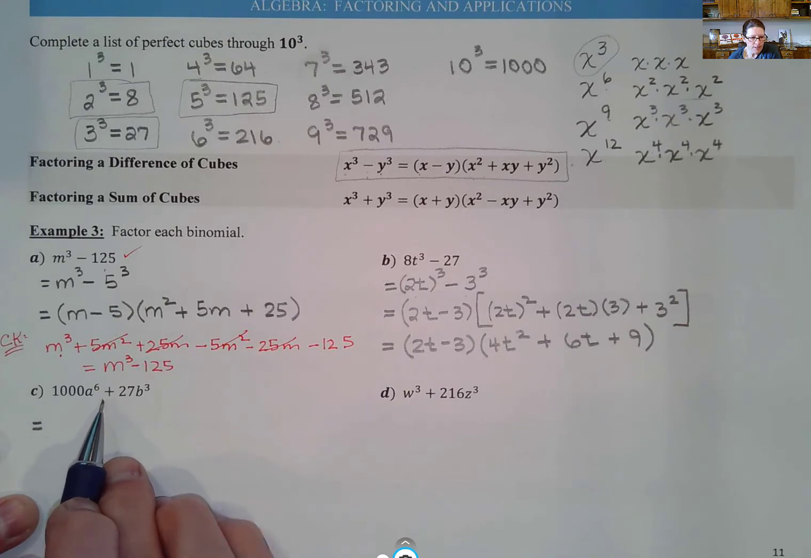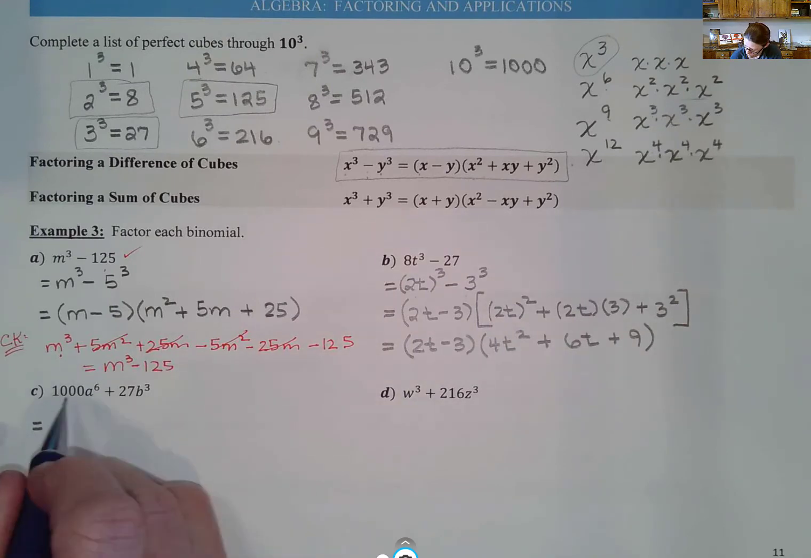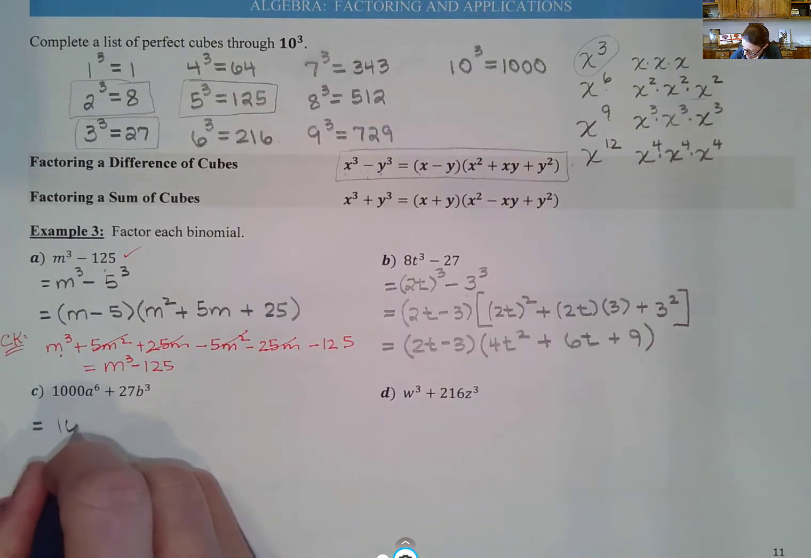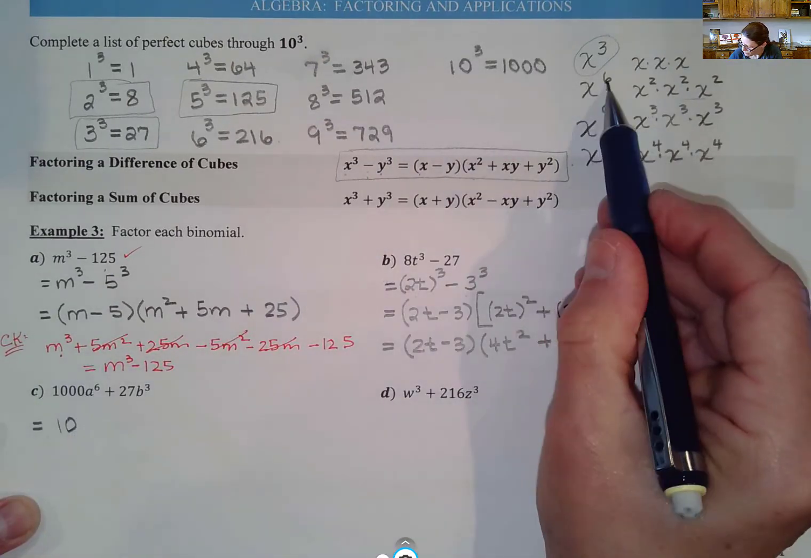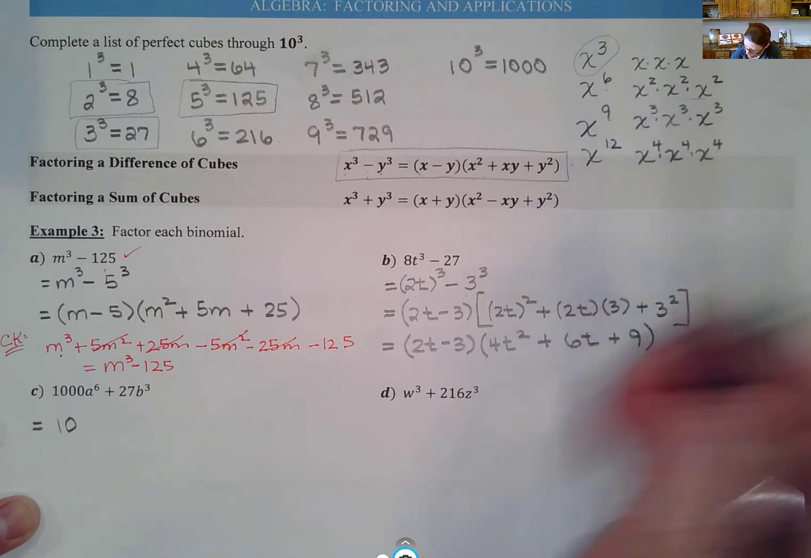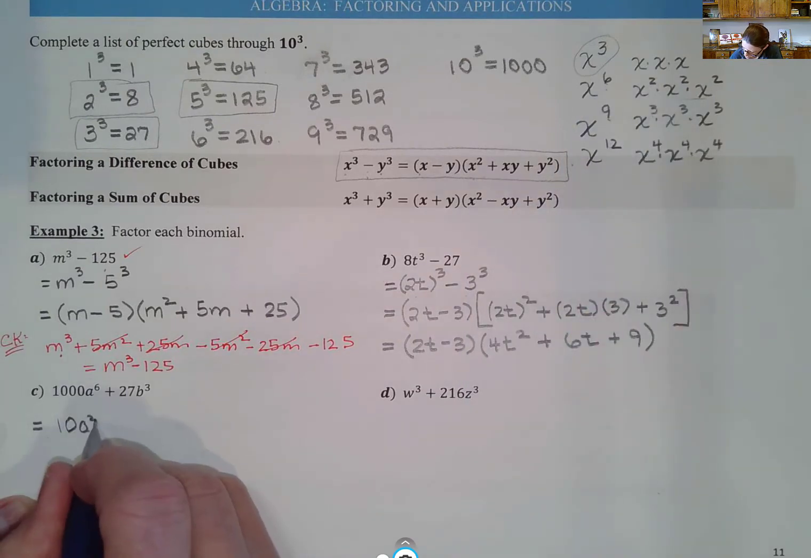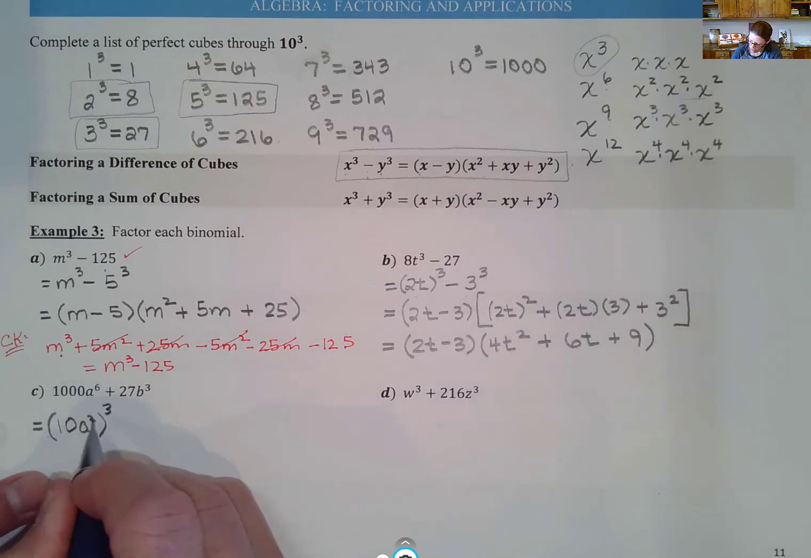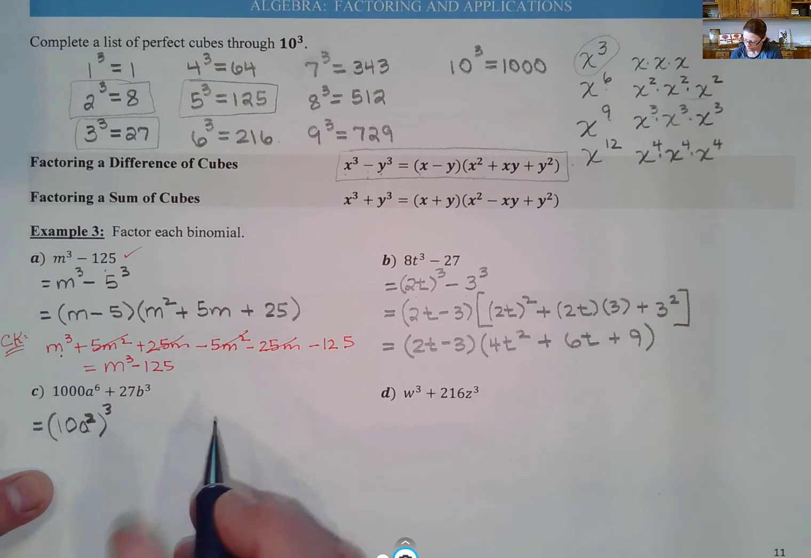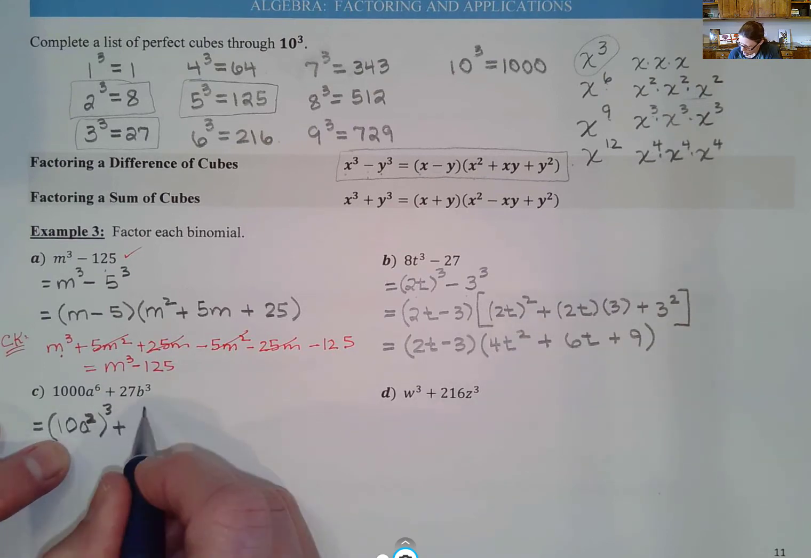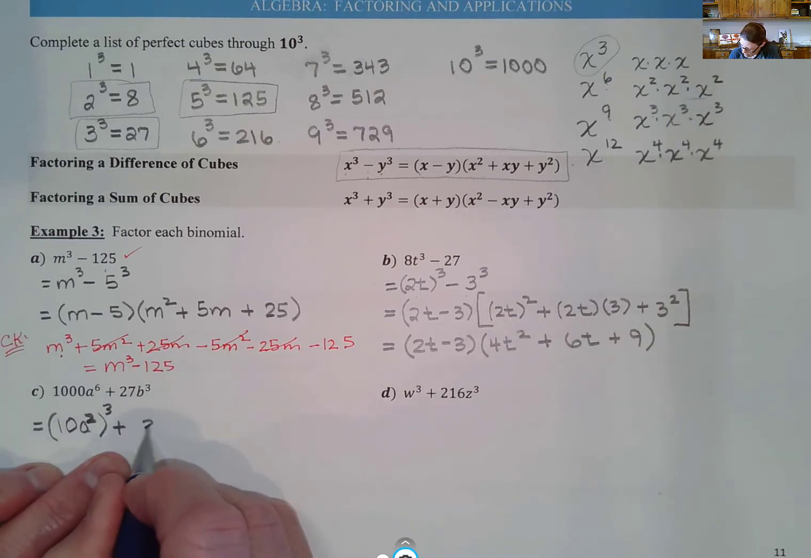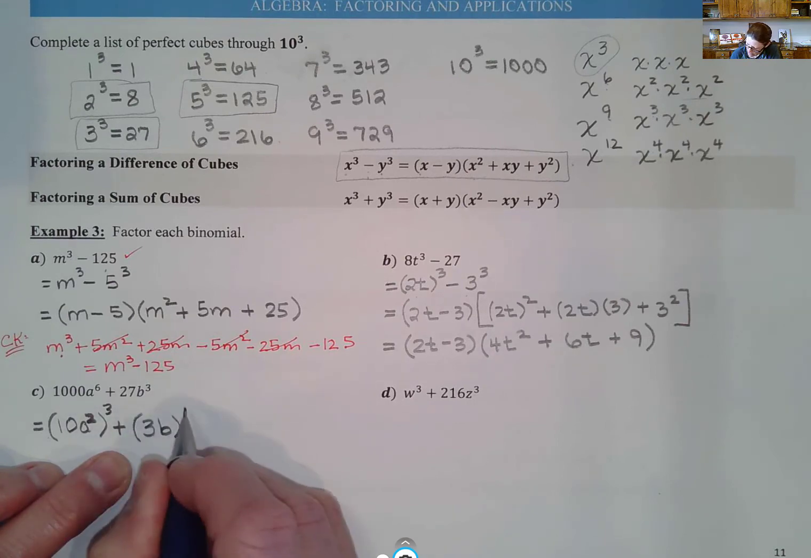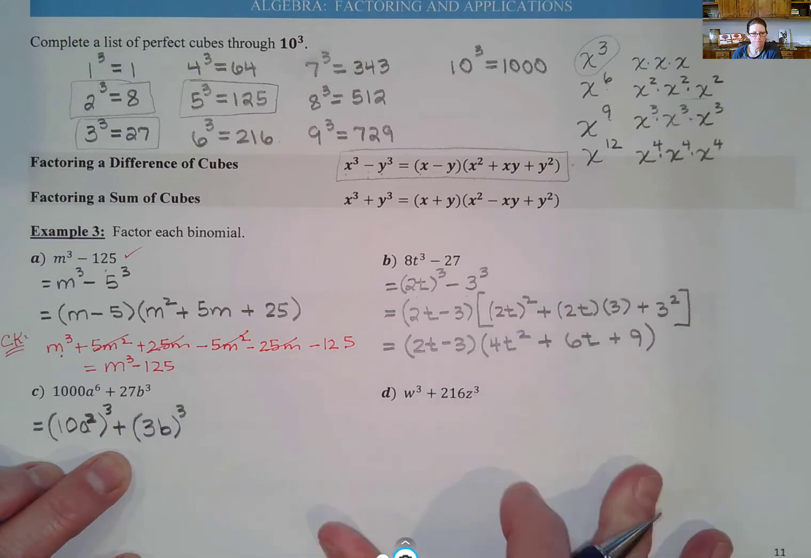Here we've got a sum of cubes. Okay, 1000 is 10 cubed. And any variable to the sixth is that variable squared cubed. So this first term is 10a squared cubed. Okay, that's a 2 right there. And our second term, 27b to the third, is 3b times 3b times 3b, or 3b cubed.